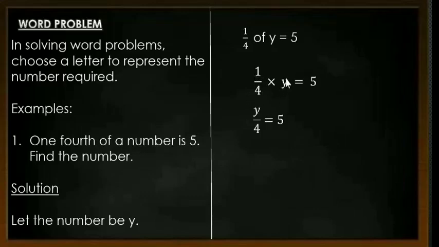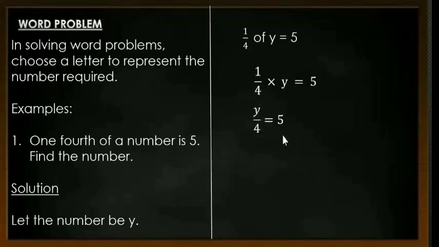In other words, y is the same thing as y divided by 1. So y can multiply 1 to give us y, and the 1 at the denominator can multiply 4 to give us 4. So 1/4 times y equals to 5 is the same thing as saying y divided by 4 is equals to 5.